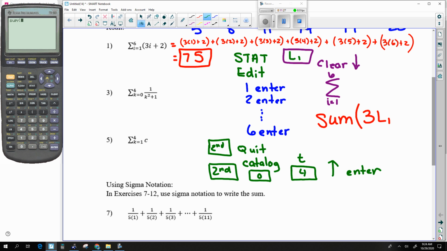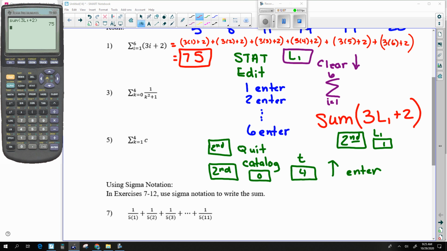Again, list 1 is written above the number 1, so I have to hit second, 1, which is list 1, to get that in there, and then plus 2. So this is going to be 3i, so I go second, list 1, plus 2. And that does your summation. You can screenshot this or something. I'm going to have to erase this here in just a second.